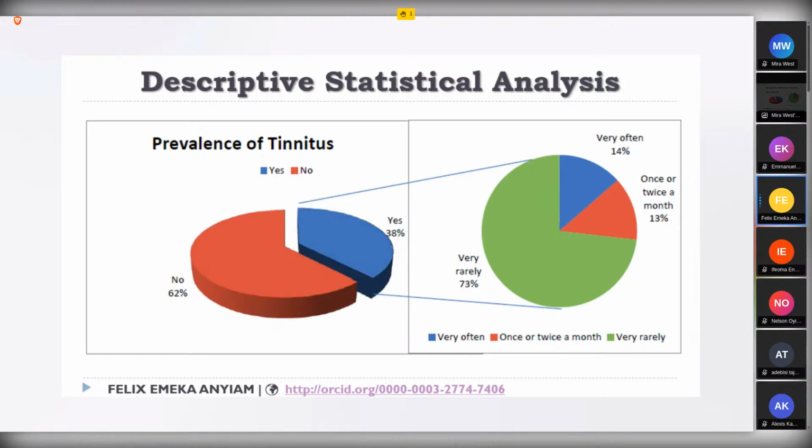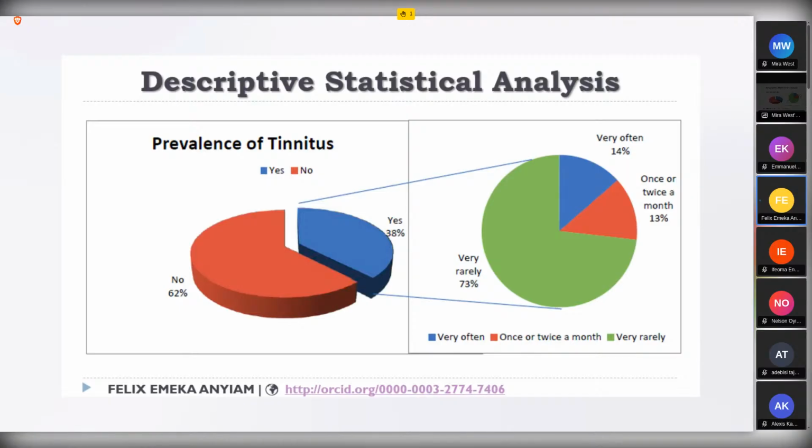So this is a visualization for descriptive statistics. So we are still describing the data. From the pie, we have data that shows the prevalence of tinnitus, that's ringing in the ear. You can see that 38% of the participants said they had tinnitus, ringing in the ear, and these participants were actually musicians. Then out of that 38% that said they had ringing, it was now analyzed how the ringing was, the frequency of the ringing or the pattern of the ringing. So we find out that a smaller percentage said very often, and also once or twice in a month. A larger percentage says very rarely.